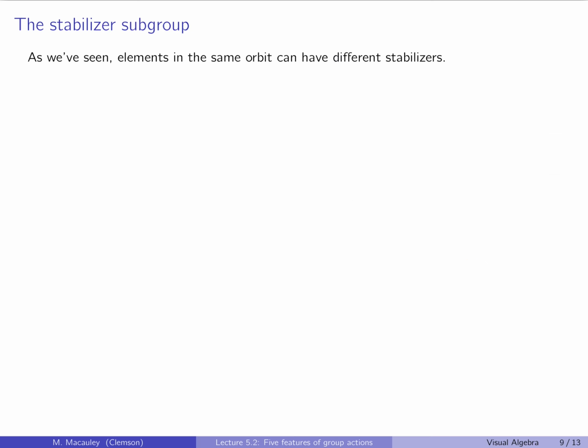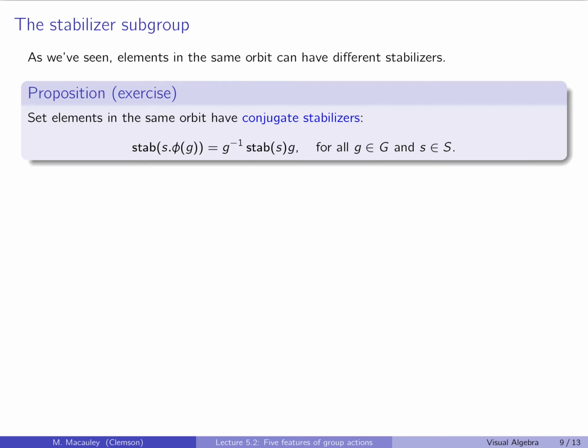As we've seen, elements in the same orbit can have different stabilizers. However, there is some structure here. I claim that set elements in the same orbit have conjugate stabilizers. Specifically, the stabilizer of s dot phi of g is equal to g inverse times the stabilizer times g. So this is a conjugate subgroup to the original stabilizer.